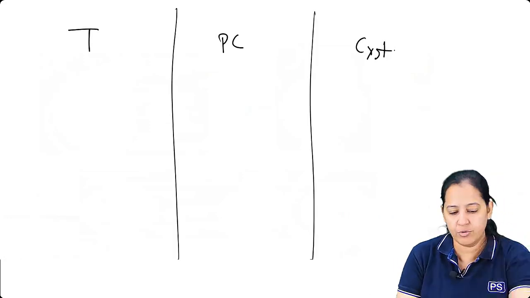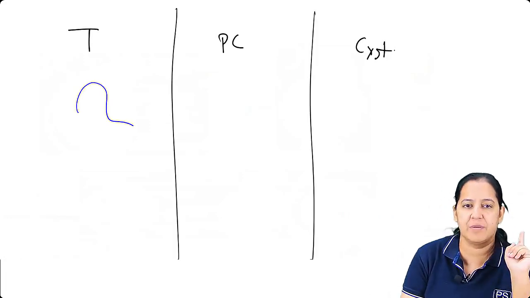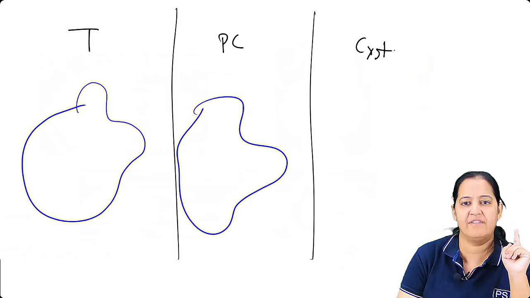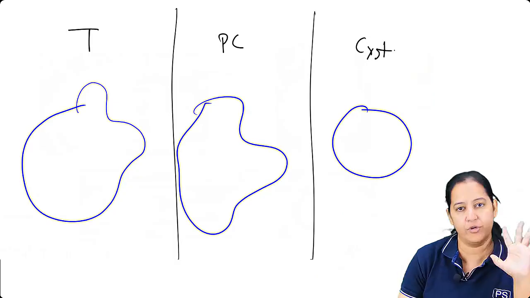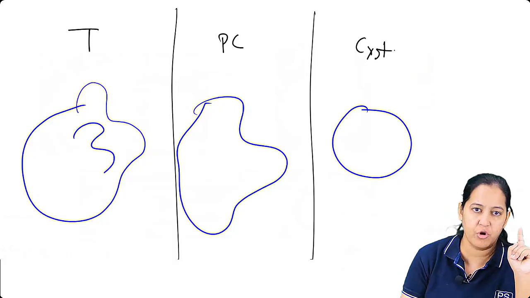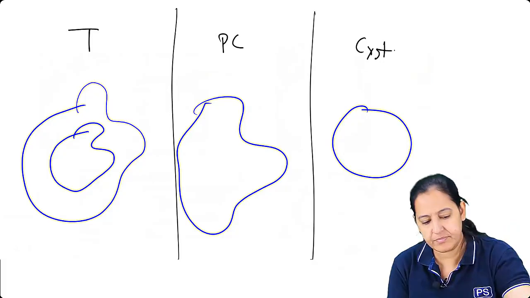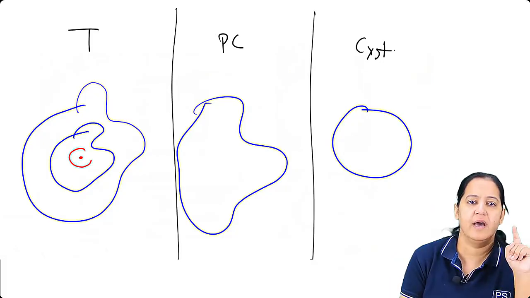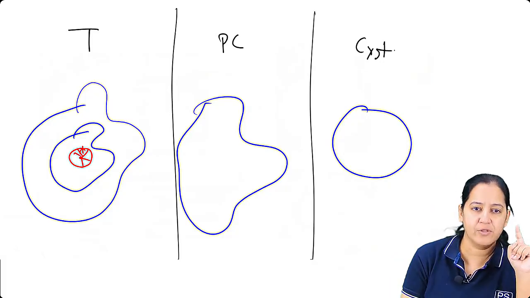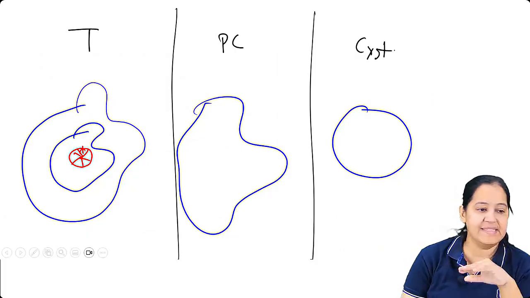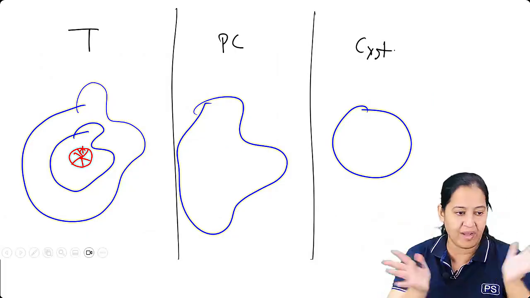I want you to draw a trophozoite which is amoeba shaped. You can draw any amoeba shape. This is also amoeba shaped, having the pseudopodia, but this is spherical. Here I want you to draw two cytoplasm layers, ecto and endo. I want you to draw a nucleus having a karyosome. The karyosome is at the center. Highlight the word central karyosome. It is not eccentric, it will be central here, and with a spoke-like arrangement.